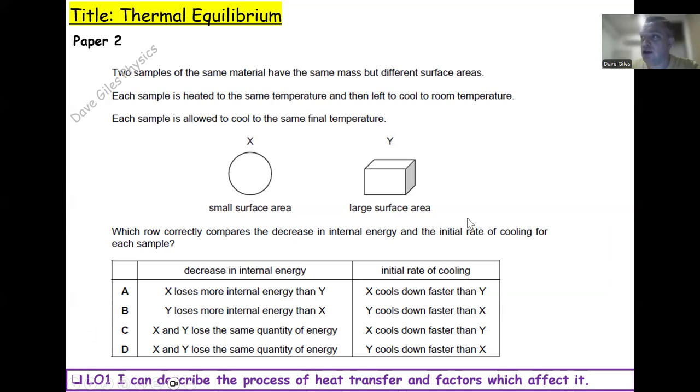Initially, the large surface area is going to cool down faster. So Y is going to cool down faster. However, over time, it will still reach thermal equilibrium with the room and surroundings. So the total decrease in internal energy is going to be the same. So the answer is therefore D.